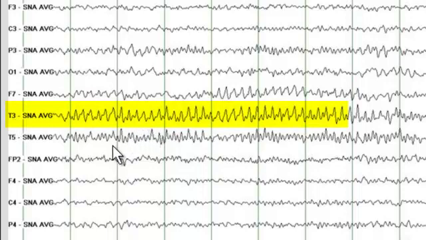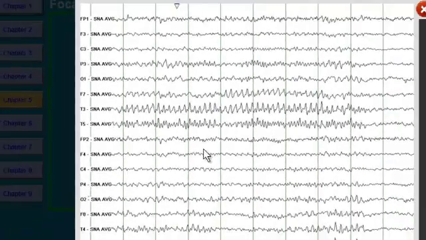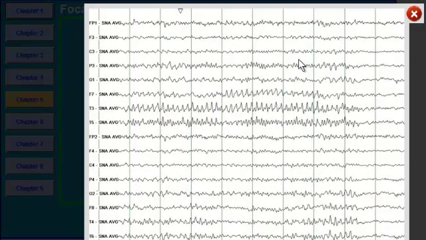This is a benign variant. This was previously called a psychomotor variant. The current terminology for this is rhythmic mid-temporal theta activity of drowsiness. This is a benign variant. It is monomorphic. It does not evolve. It does not have any association with epilepsy.